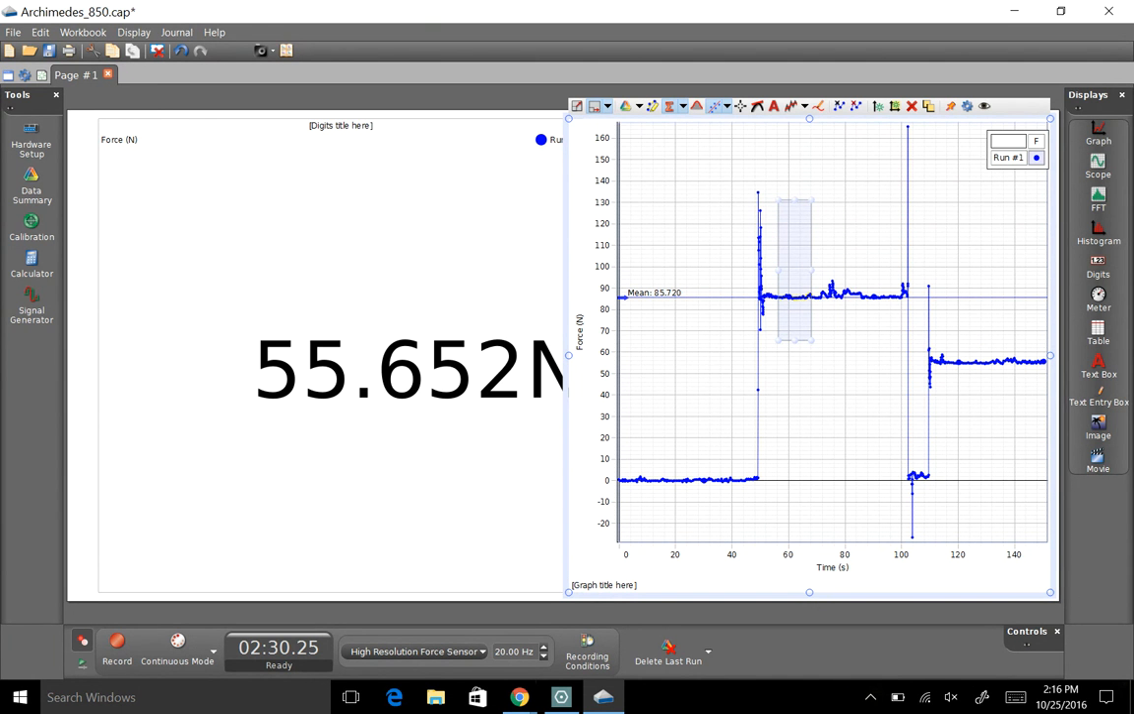So 85.72. With my uncertainty, hit that little button to show standard deviation. So 85.72 plus or minus 0.486. Well, if I'm going to record that, what am I going to use for my uncertainty? I'm not going to use the 0.486. I'm just going to use 0.5.